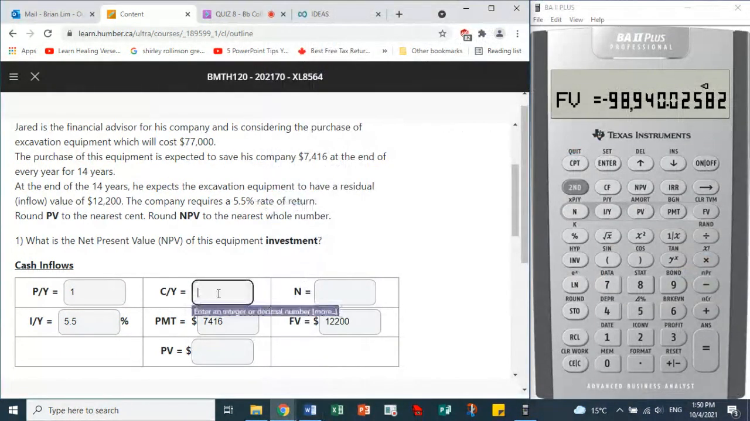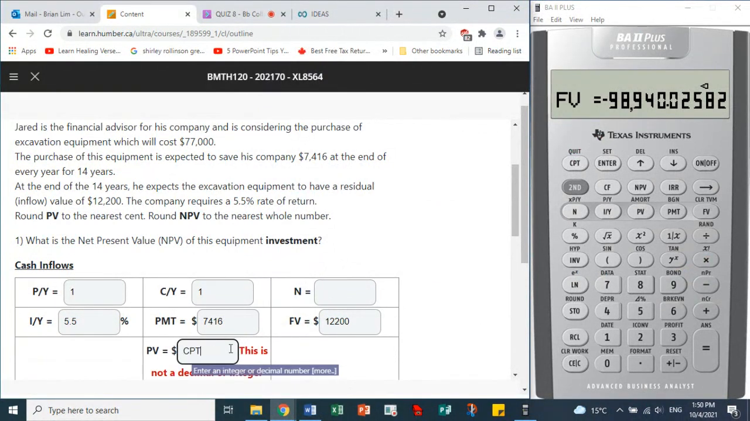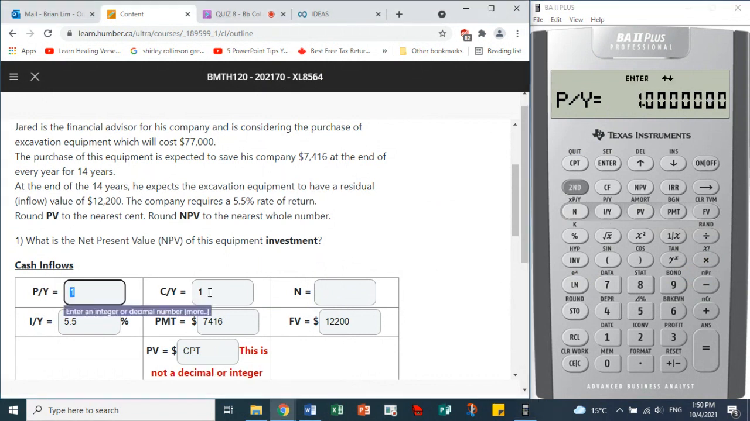So this value for CY will also be 1. And we are computing the present value. Okay, what is the present value? That's the first part of the question. Okay, let's go. Second, IY. And 1 is in there, 1 for PY, 1 for CY, and they're already there. So let's come out of there.